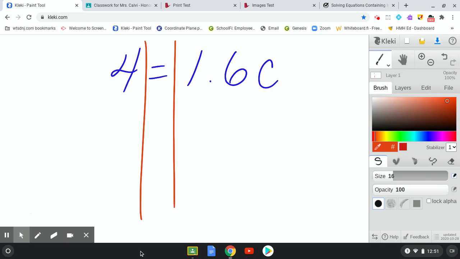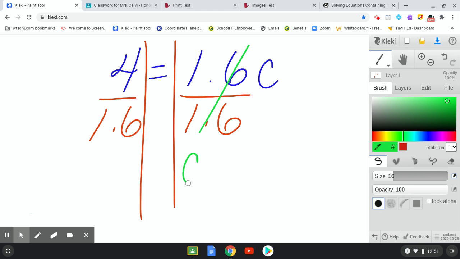Okay? Okay, last example. We have 4 is equal to 1.6c. We want the c by itself. This is currently a multiplication problem, so we are going to use division to get rid of that 1.6. The 1.6 on the right cancels. I'm left with my c. Now here I have to do a little bit of work. 4 divided by 1.6.